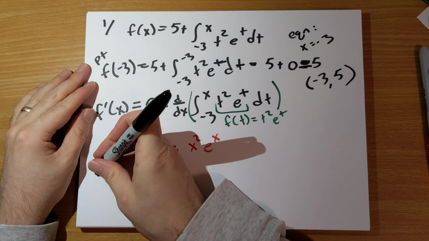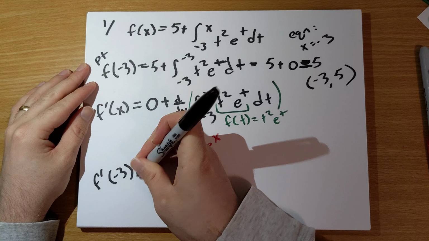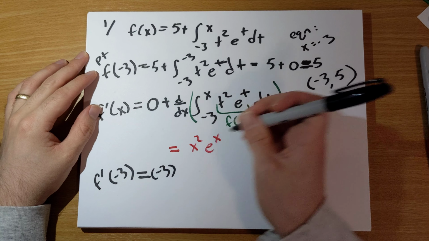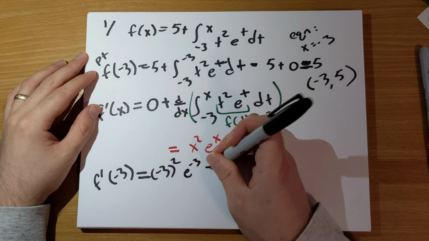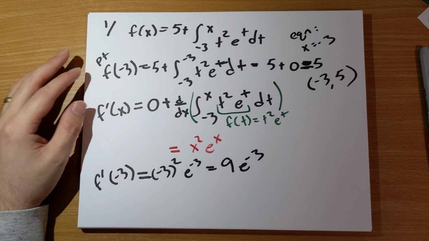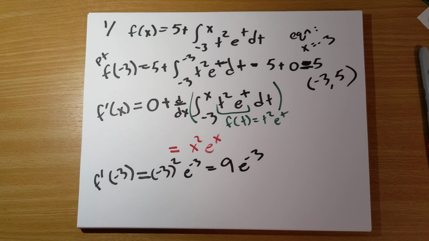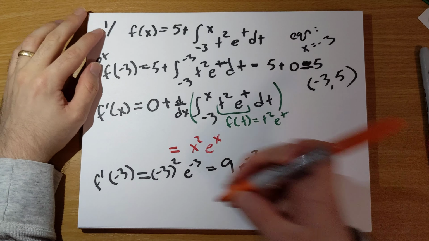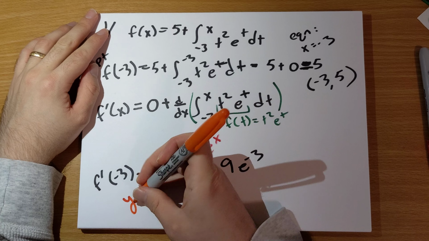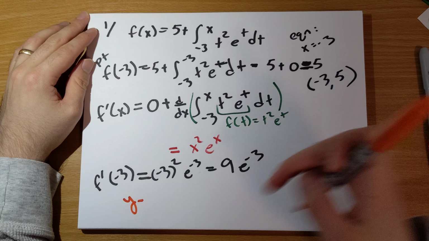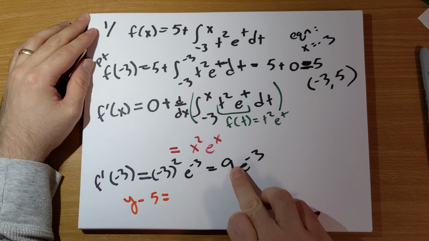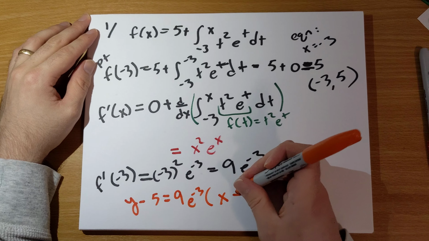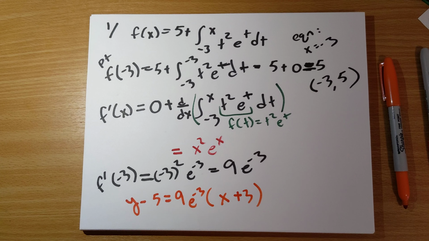And so then f prime of negative 3 is going to equal negative 3 squared times e to the negative 3. So that's 9e to the negative 3. So at this point then, to finish off the problem, we can write down our final answer, which is going to be, so y minus y naught, which is y minus 5, is equal to our slope, 9e to the minus 3, times x minus x naught, x plus 3.